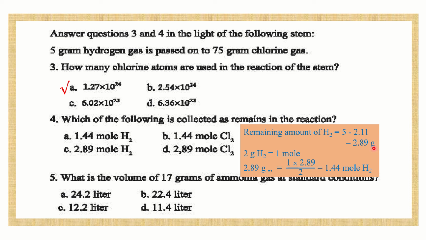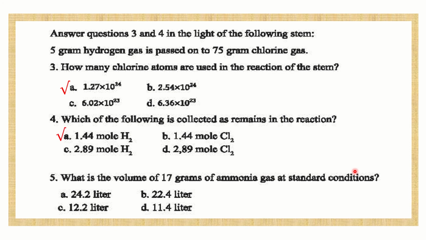2.89 gram. 5 minus 2.11 will come 2.89 gram. Look, here all the options are in mole. So we have to find out 2.89 gram means how many mole. We know 2 gram hydrogen means 1 mole hydrogen. So 2.89 gram hydrogen means 1.44 mole hydrogen. So which is the correct answer? A number option, 1.44 mole hydrogen.